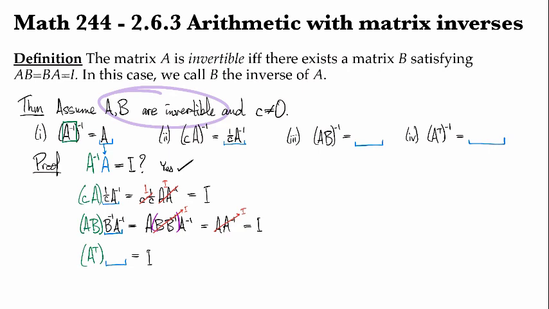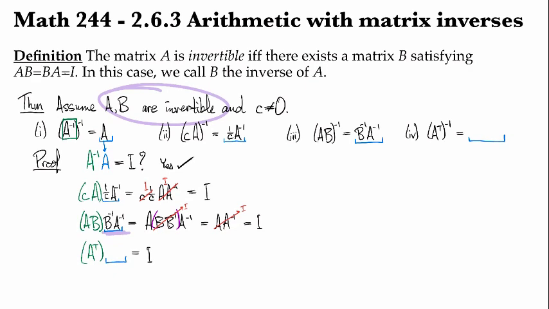So since I got to the identity, I know that the thing that I put in the blue underline back here in the beginning really was the inverse. So the answer is B inverse A inverse. And if you do it on the other side, you'll see a similar thing happens, but the A's cancel first.